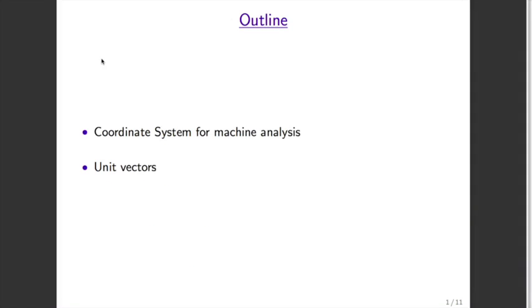In order to quantitatively analyze electric machines, we first need to set up a coordinate system. A coordinate system is a scheme to uniquely identify locations in space. Our natural choice would be to use a Cartesian coordinate system.